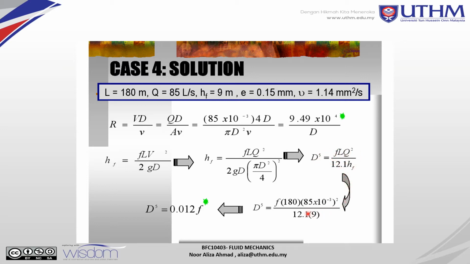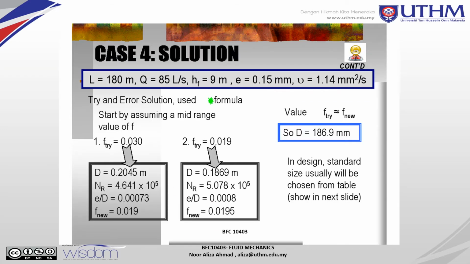From this equation, you can find it using F. Put all the parameter values into this equation for D, so we get the diameter to the power of 5 equal to 0.012 times F. So for the solution here, also use the trial and error solution.